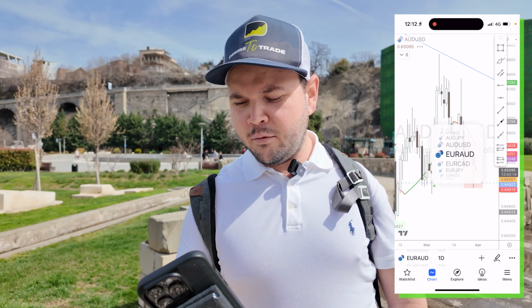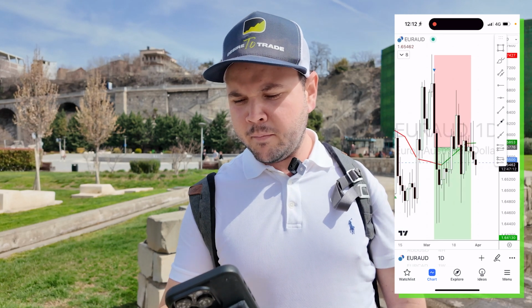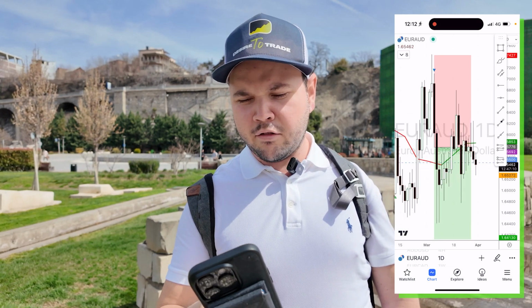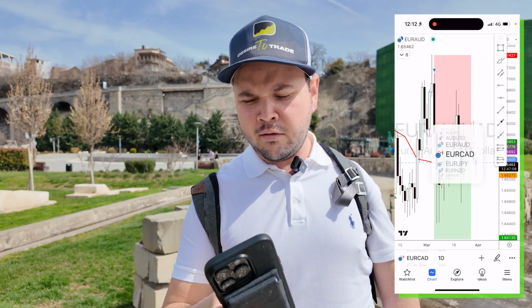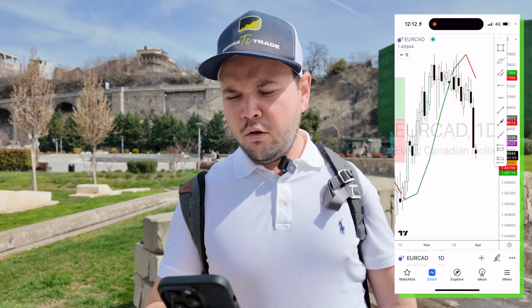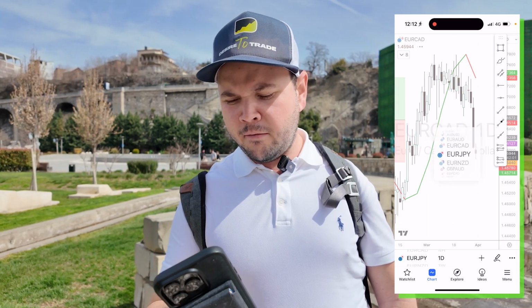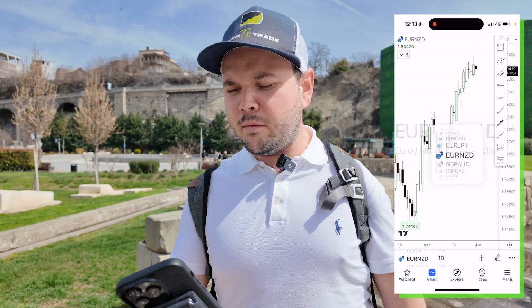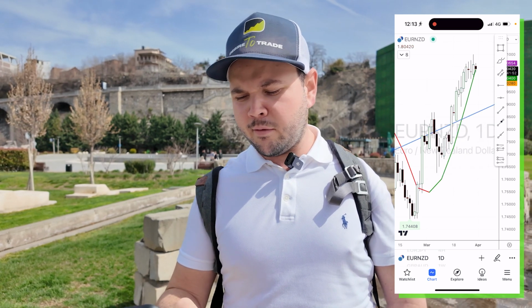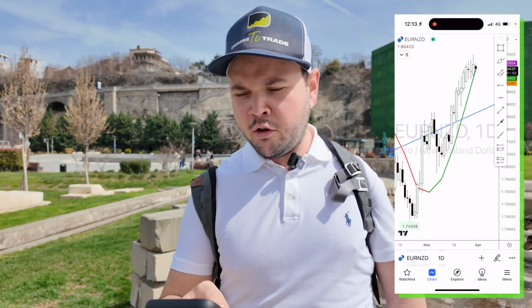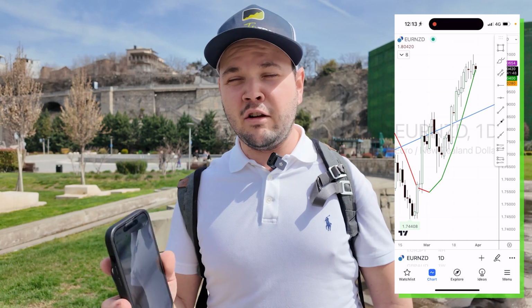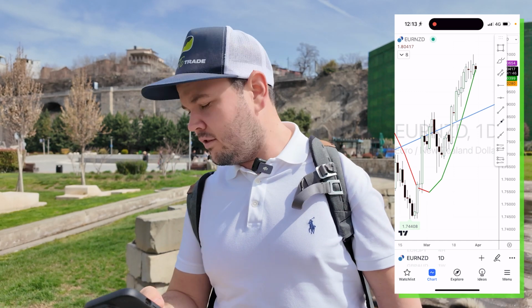Okay, so next thing, we have Euro AUD. Nothing there, I'm actually in a trade on this one. Euro CAD is going down, but we don't have any trade there. Euro Japanese Yen. I'm going to keep looking at my pairs that way, one by one, just by scrolling on the TradingView app, which is very simple here. This app is a lot better than other apps I've seen before, so kind of cool.